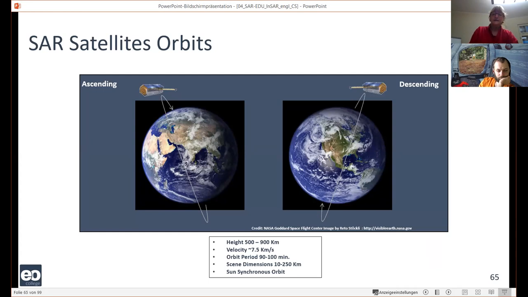So obviously, this is here TerraSAR-X seen, but we have the same satellite orbits as for optical sensors, descending sun-synchronous orbit. The height is on this geo orbit between 500 and 900 kilometers. The velocity is always the same, the orbit period 90 to 100 minutes. You should know all this from your optical satellites if you work with thermal sensing. And the scene dimensions now depend on the sensor characteristics, whether it's a so-called high resolution spot mode or it's a global monitoring or wide swath. So with radar, differently than with optical sensors, you have different options.